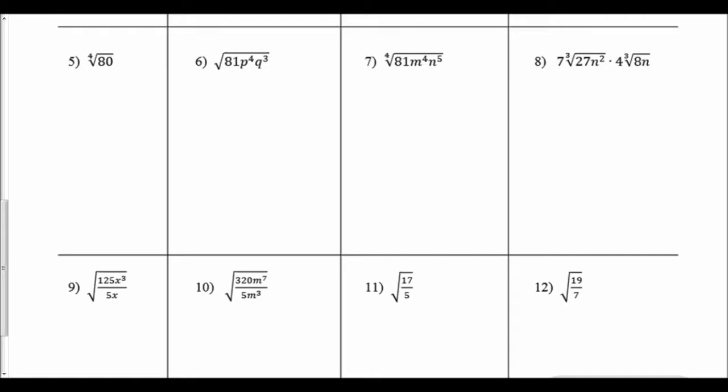Pause the video while you try to simplify example 5, the 4th root of 80. Remember, to take something out from underneath a 4th root, we're going to need 4 partners to form a team.